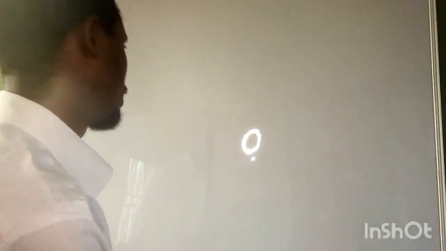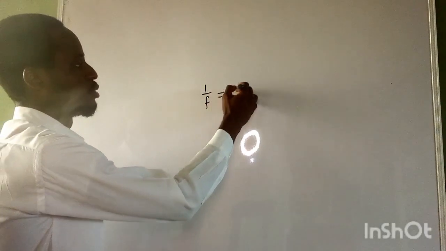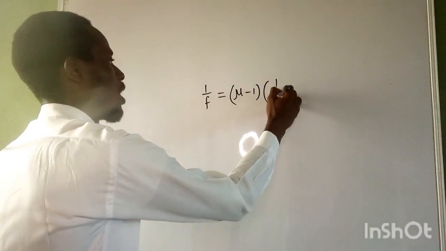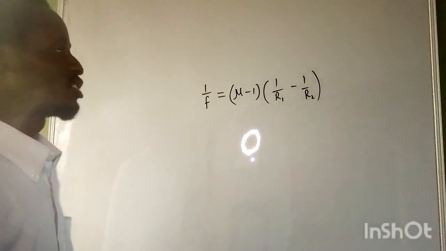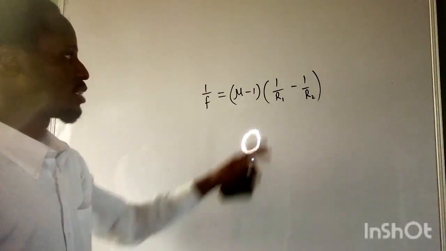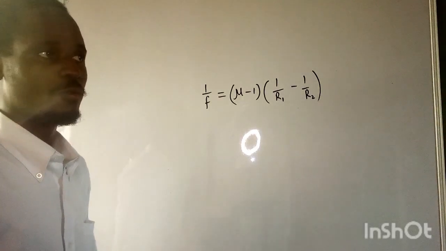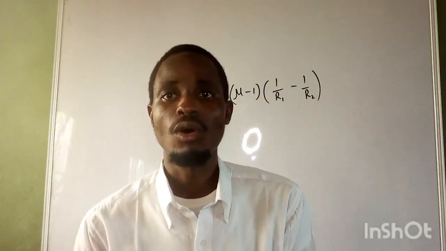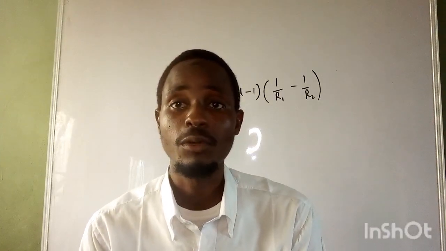Okay, so the lens-maker equation is written in the form 1 over f equals the refractive index minus 1, multiplied by 1 over r1 minus 1 over r2. Good. This is the lens-maker equation, and R1 and R2 represent the radius of curvature of the two glasses used or combined to form the lens.